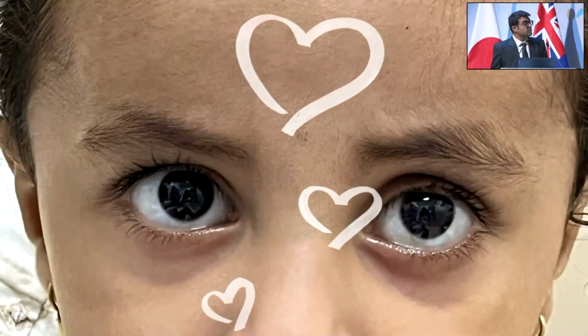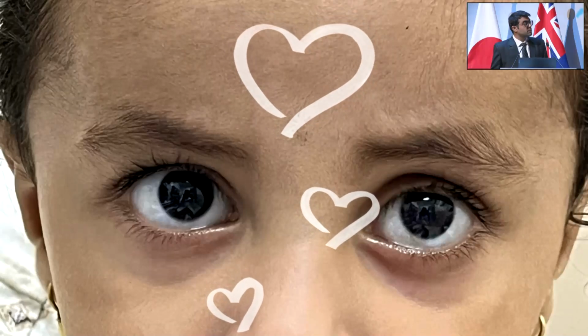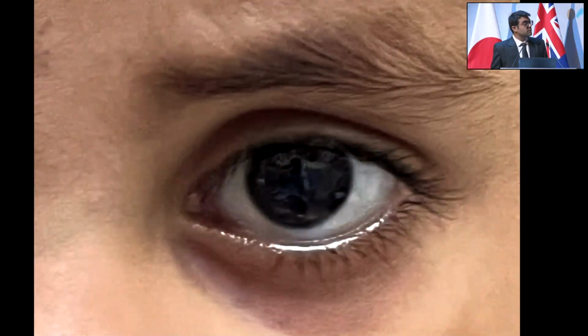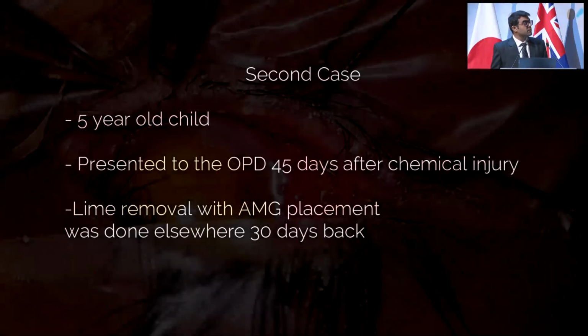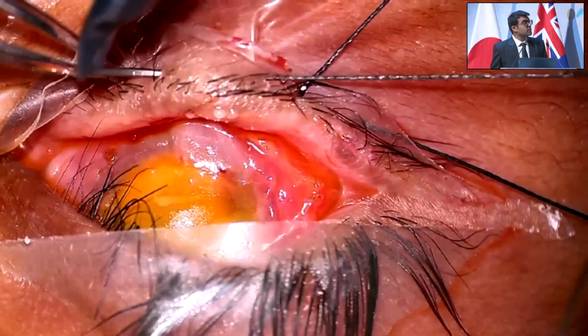This is the child 4 months after the intervention with a clear cornea and deep fornices, and at present there is no symblepharon. Unfortunately, the second child was not so lucky, as he presented 45 days after the injury. Child presented to us with a grade 3 contracted socket.